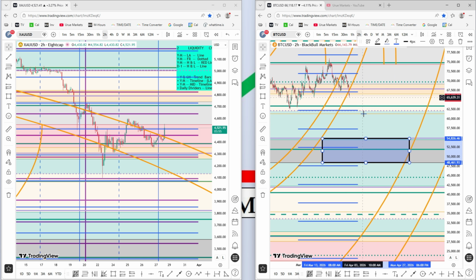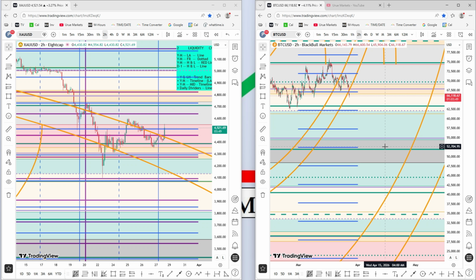See, price should slice through this, pick up this liquidity and go. We also see the last angle. This is the yearly, this is the 6 month, in between the liquidity zone of the 0.5 Fib ratio.